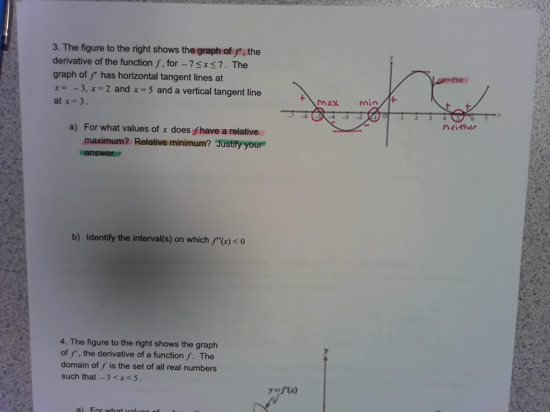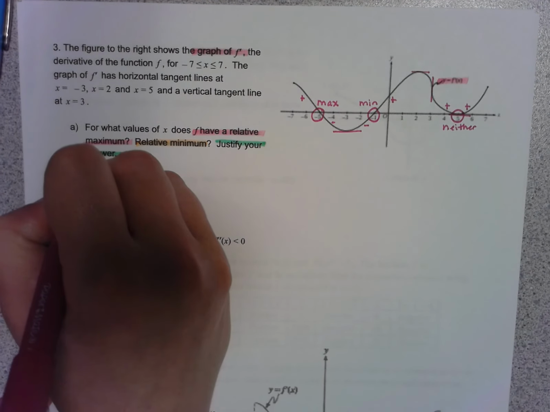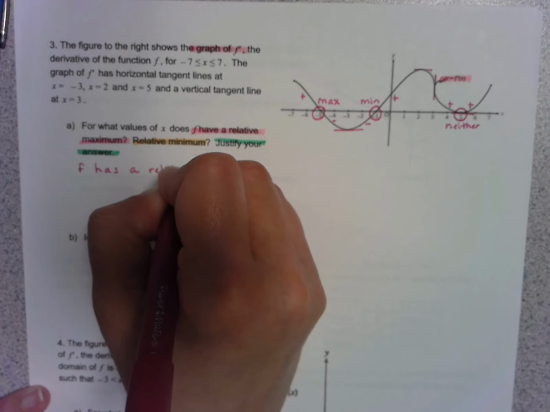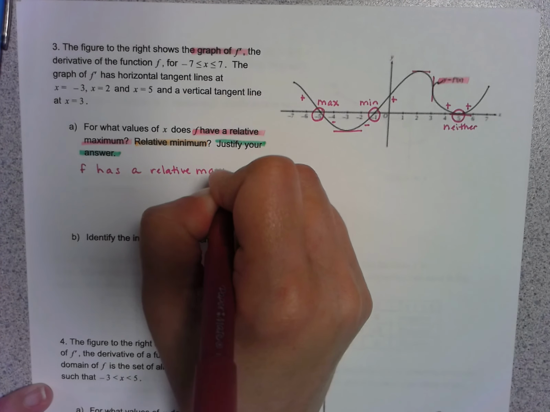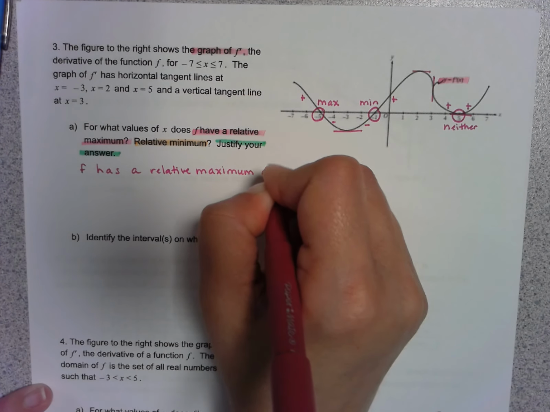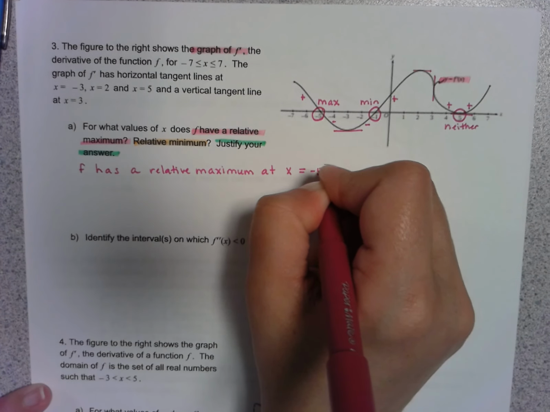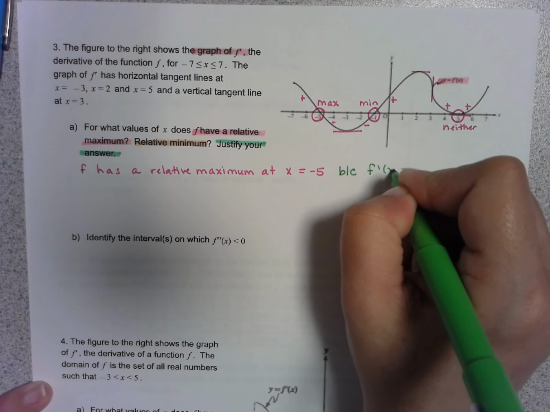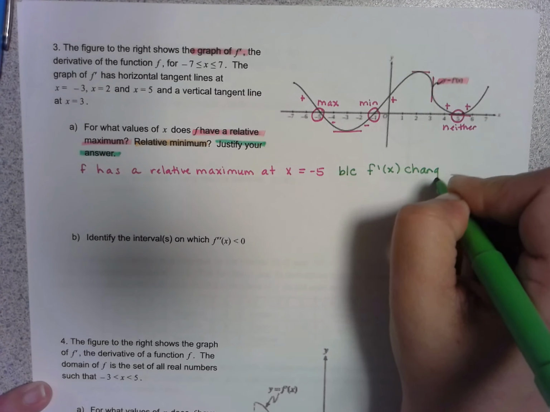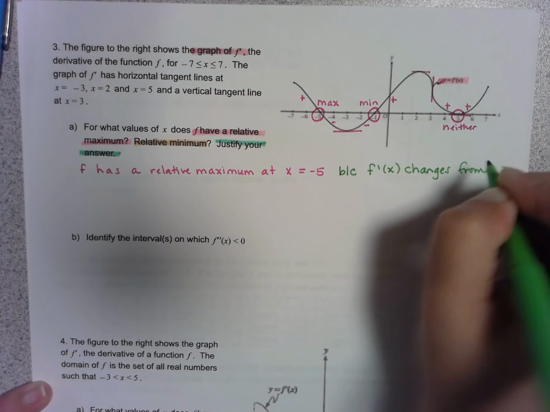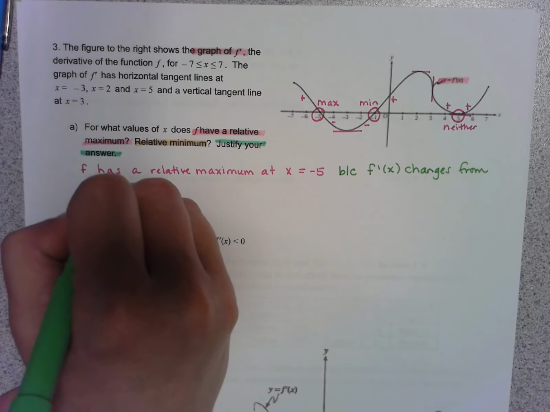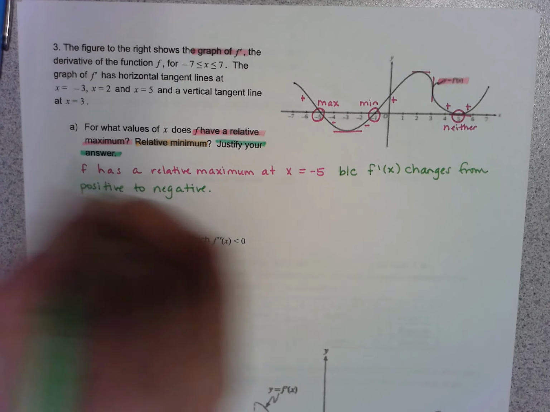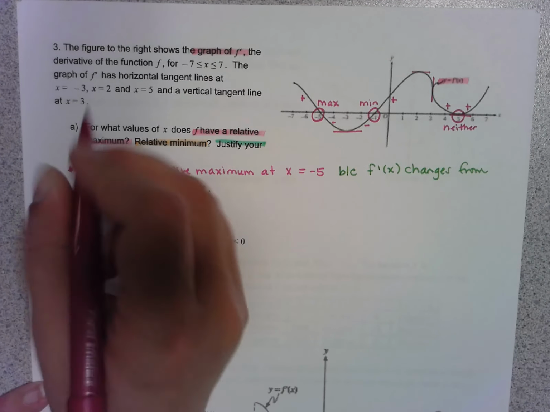So here's what we're going to do. We're going to list those values. So f has a relative maximum at x equals -5. And our justification would be because f prime of x changes from positive to negative. So that's kind of the first part of the question.